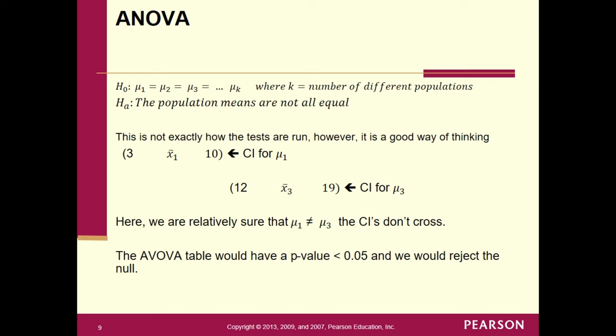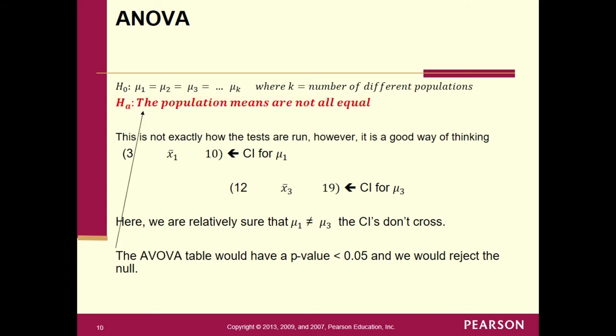And the ANOVA table that would be constructed would probably have a p-value less than 0.05. We usually run these ANOVAs just like regression at 0.05, and we would reject the null. Because that's what the test is picking up on, that there seems to be a difference between mu1 and mu3. So it's kind of strange. mu1 could be equal to mu2, mu2 could be equal to mu3, but mu1 and mu3 are far enough away from each other that we can say that there's probably a difference there.